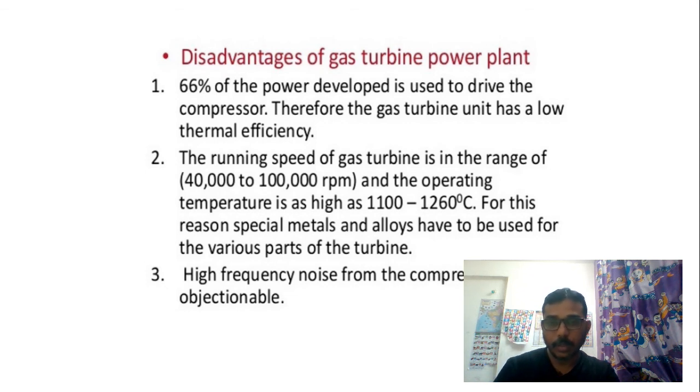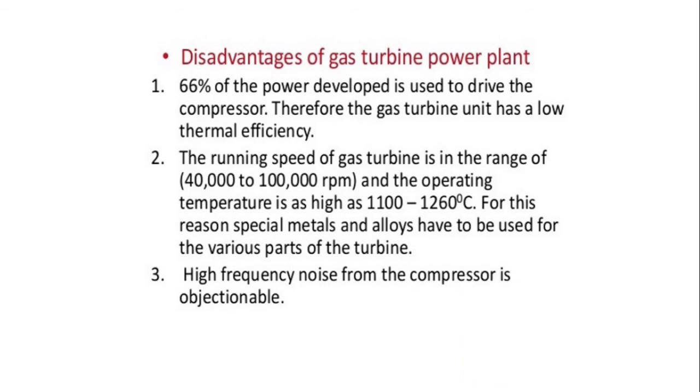Running speed of the gas turbine is in the range of 40,000 to 1 lakh RPM, and operating temperature is 1100 to 1260 degrees centigrade. So high quality metals, special metals and alloys are used for its construction. The main disadvantage is noise, high frequency noise from the compressor, which is very much unappreciated.